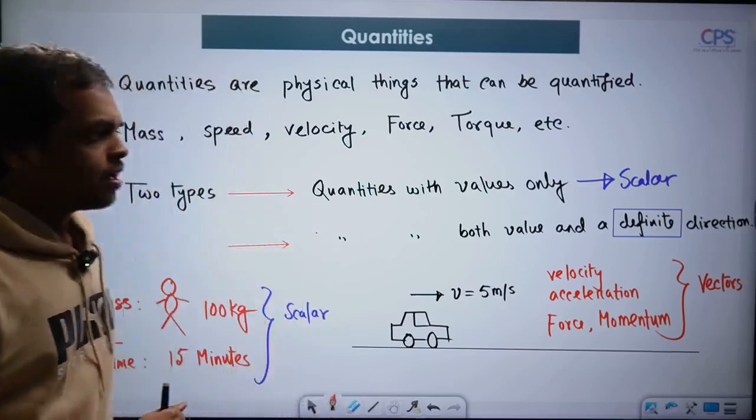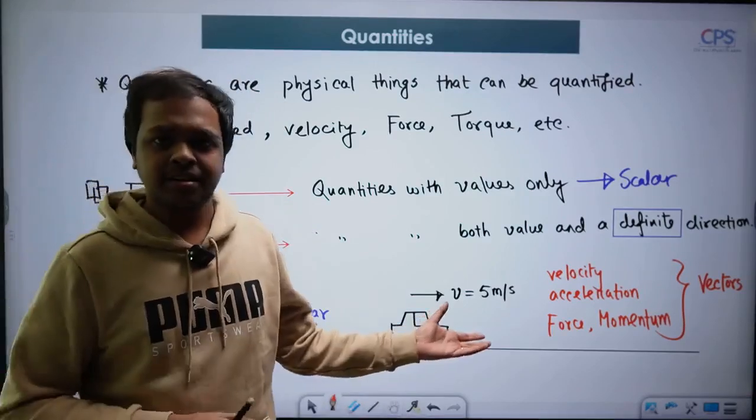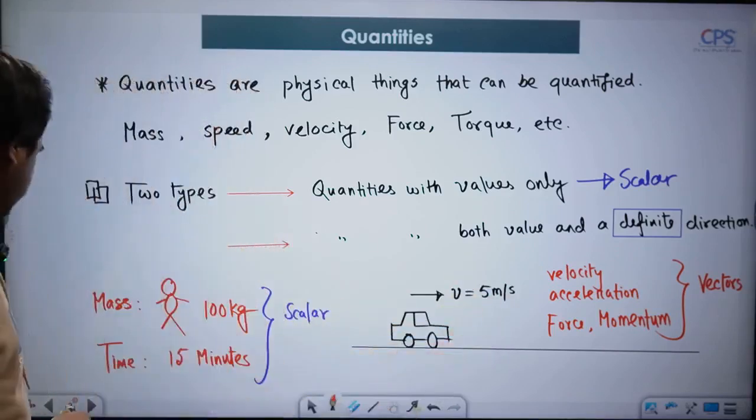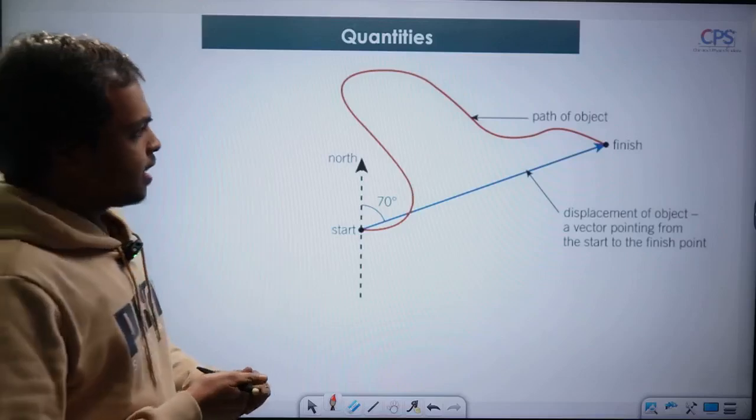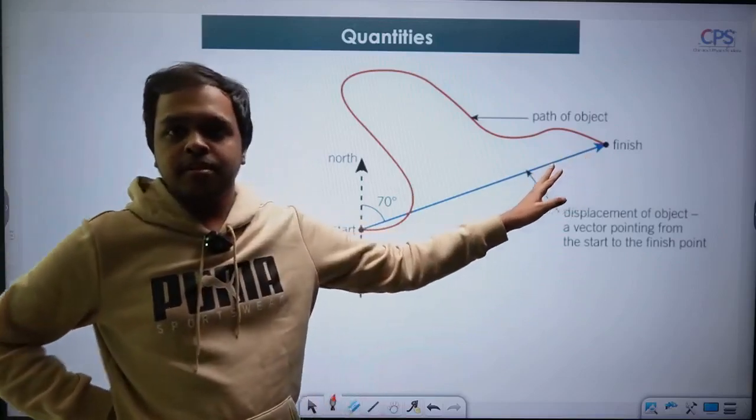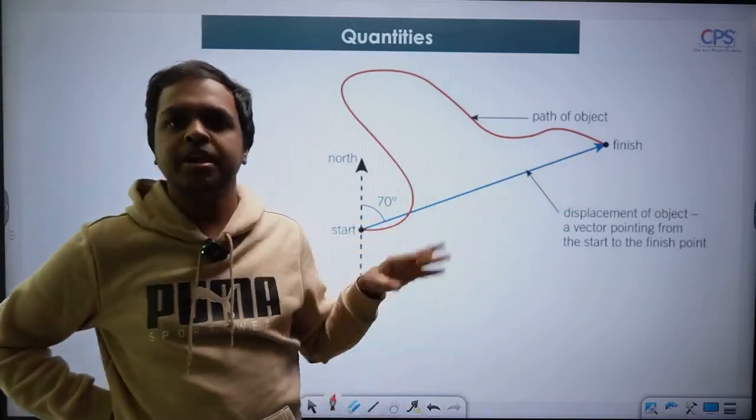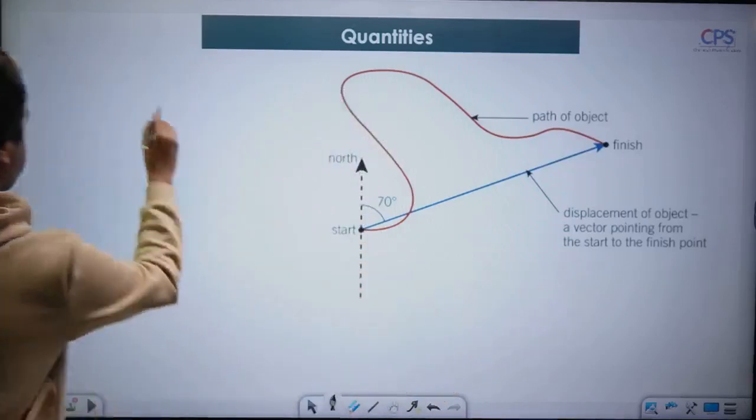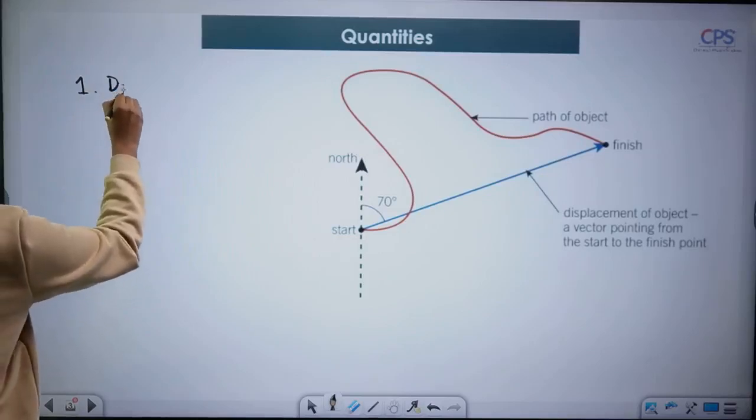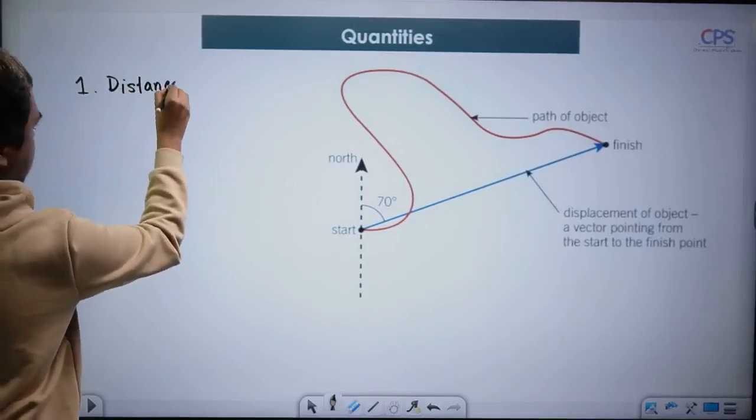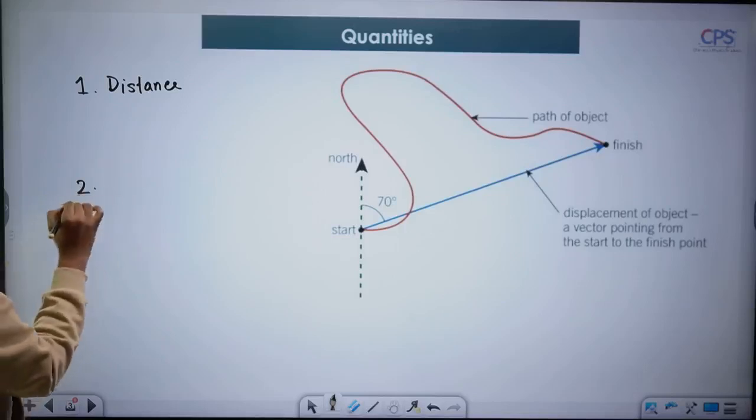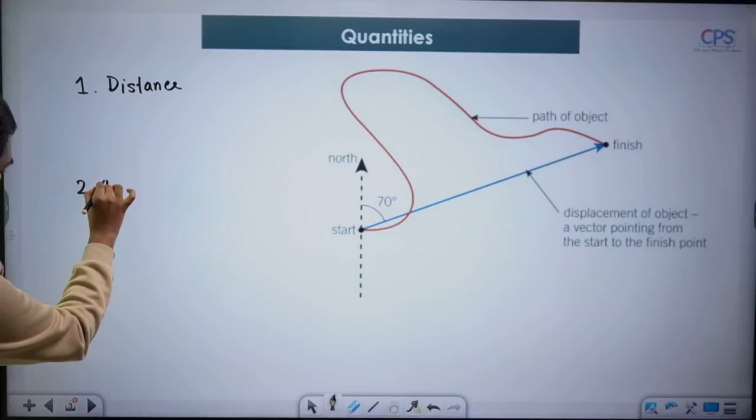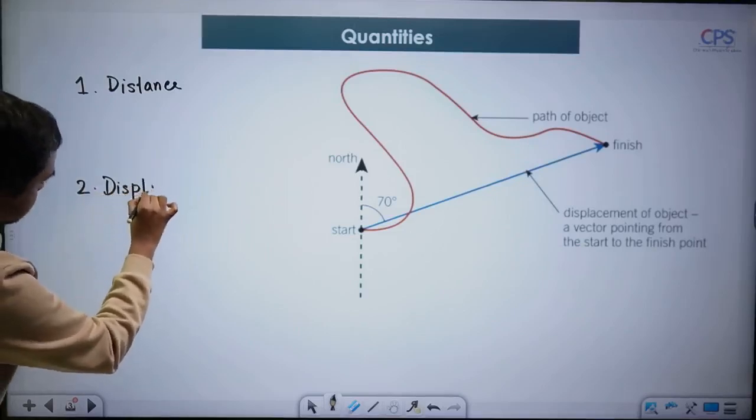Okay, so if you think these are tough things, don't worry, let's make things more and more easier. Okay, so here is a nice example for two types of measurements. The first one I'll be talking about is distance. And number two I'll be talking about is displacement.